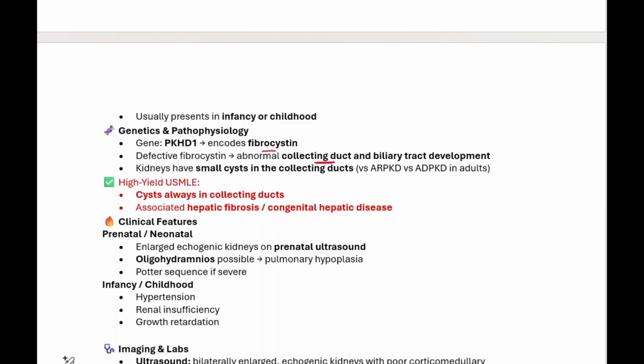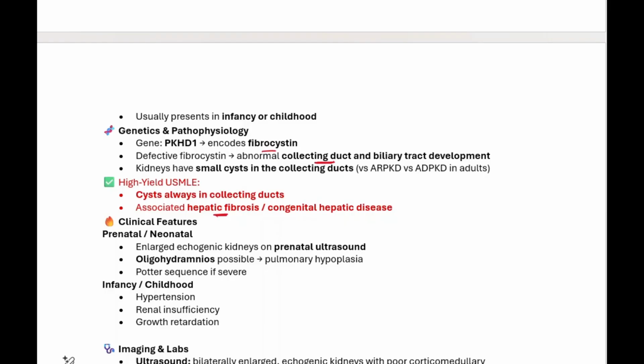And most importantly, the way you're going to differentiate this from the multicystic kidney disease that we saw earlier is that patients who have autosomal recessive polycystic kidney disease also have what? Hepatic fibrosis and congenital hepatic disease. So that will help you to differentiate it from multicystic kidney disease.